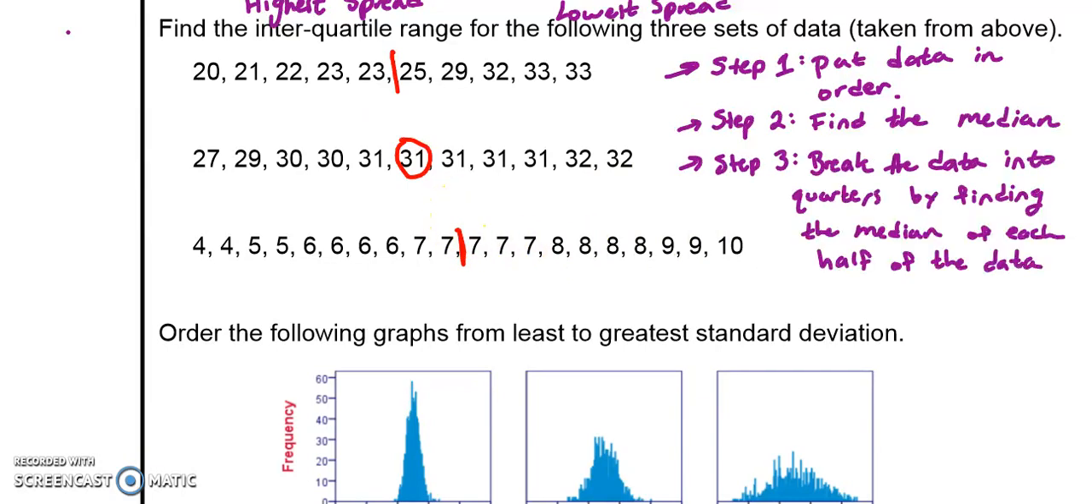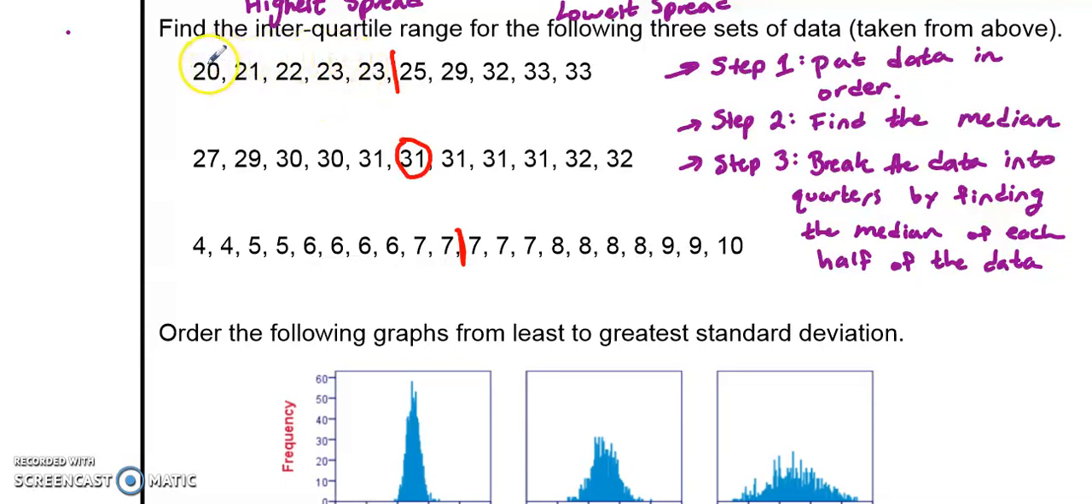So remember, we said that we wanted to eventually break the data into quarters. Now we've broken all the data sets in half by finding the median. To find the quarters, we're going to take each half and break that in half. After all, half of a half is a quarter. So step 3 is to break the data into quarters by finding the median of each half of the data.